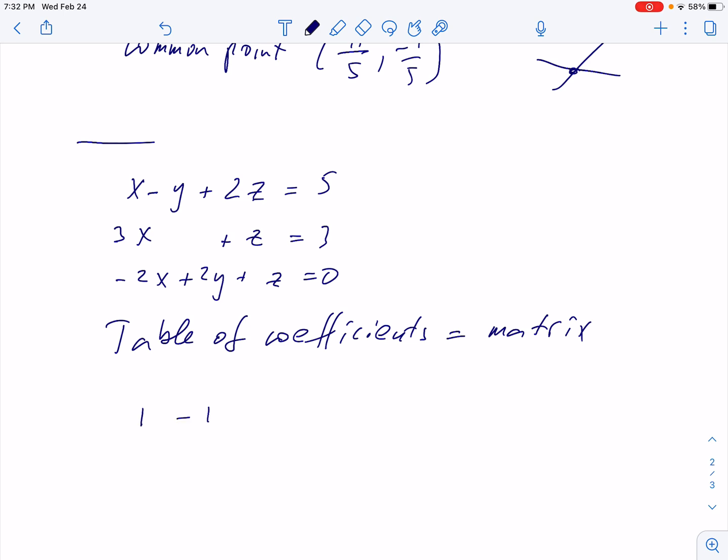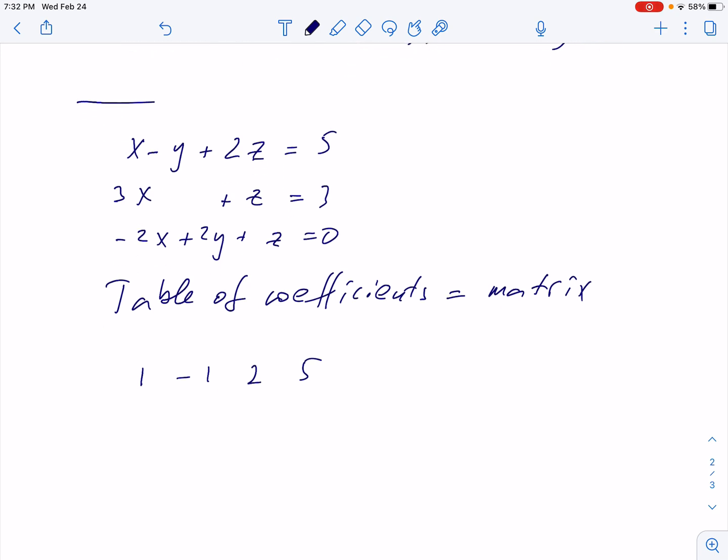And the matrix for this system will be 1, -1, 2, 5. This represents the first equation, the first line of the matrix. Then we have 3, 0. We don't leave empty space in the matrix. 1 coefficient here, 3. The third line will be -2, 2, 1, 0. Now we put this in brackets. This is a standard way to write matrices, at least in our book they use brackets.